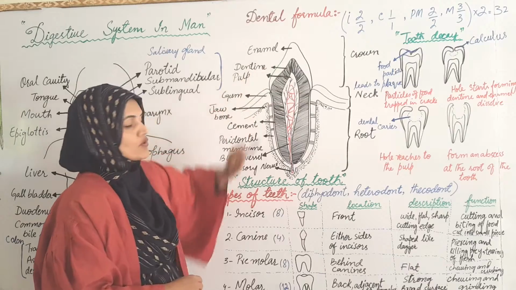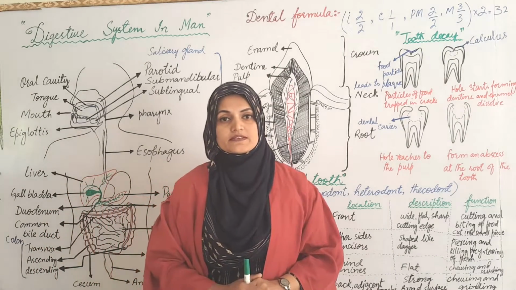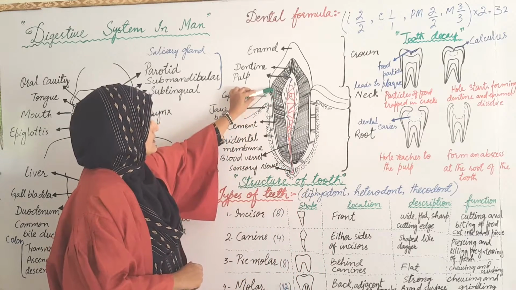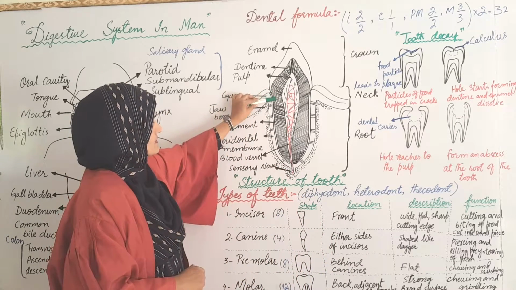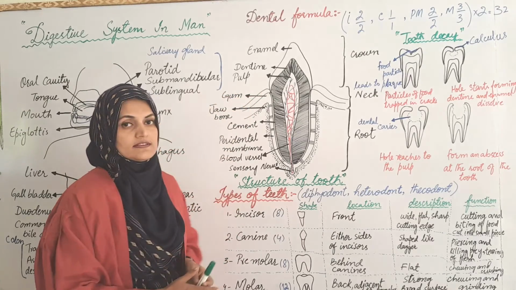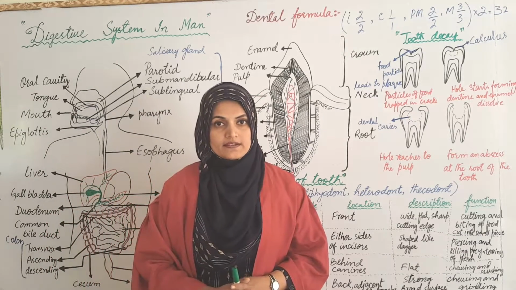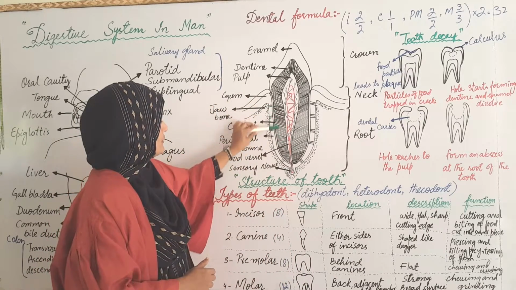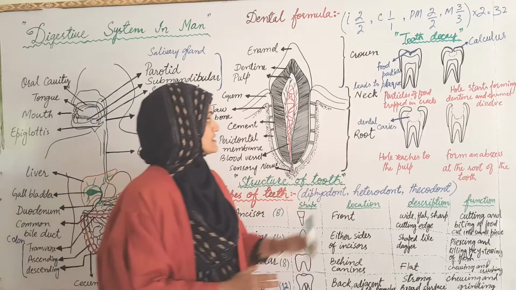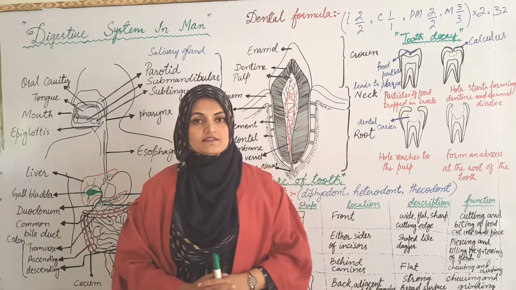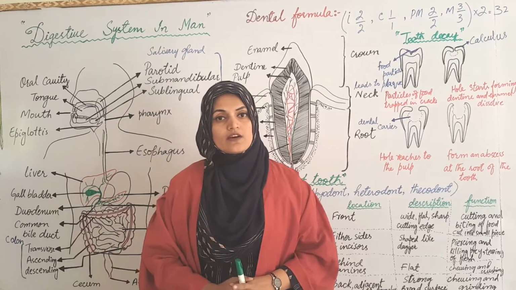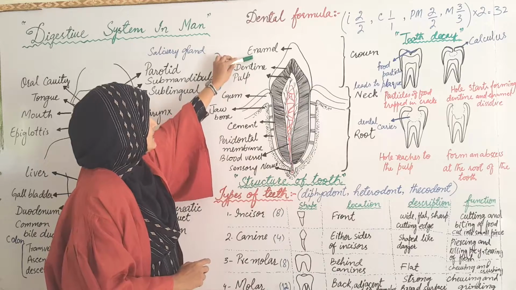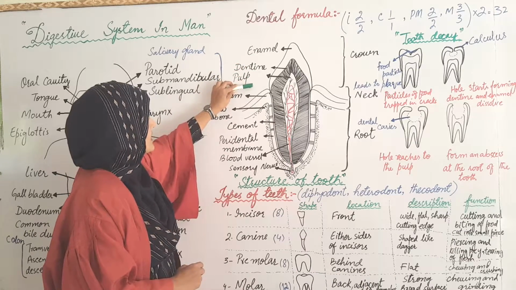Crown is the outermost part of the tooth that is present outside the gum, while the region of the tooth that is present within the gum is termed the neck, while the region that is embedded within the jawbone is termed the root. Crown consists of 3 parts. One is the enamel, second is the dentine, and third one is the pulp.